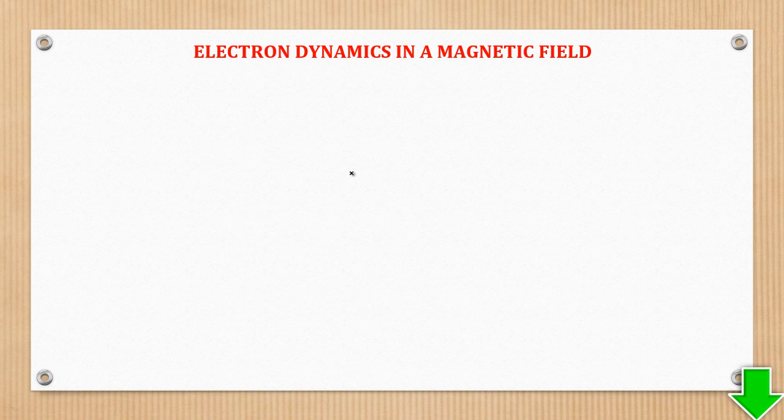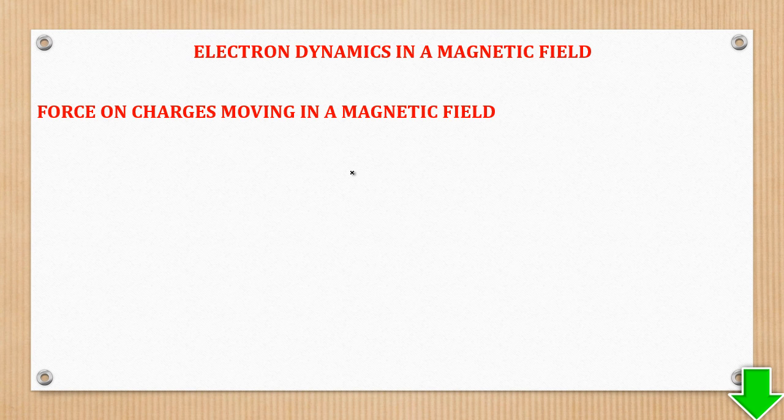So, electron dynamics in a magnetic field. In other words, how do electrons behave when placed in a magnetic field? So this video is broken down into 3 parts. The first part is force on charges moving in a magnetic field. Then next is an electron moving in a magnetic field, and the last one is about the Hall effect. We shall see all in this video.